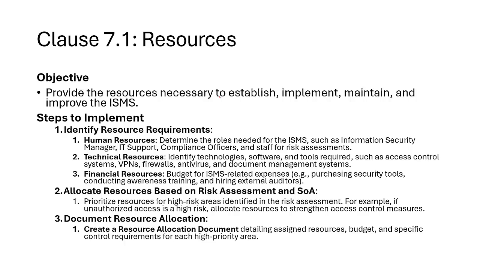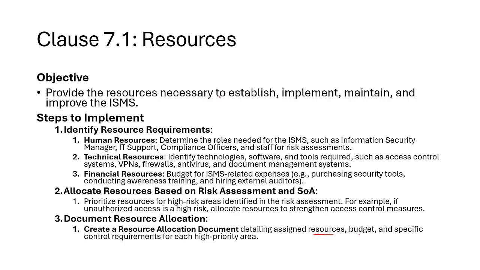There is one document we prepare here, which is called a resource allocation document. It is a part of an audit requirement. So you need to create one resource allocation document. This is the one, and it basically includes the information about resources, budget, and specific control requirements for each priority area. So you have to document the resource allocation. It's a document that you have to create.